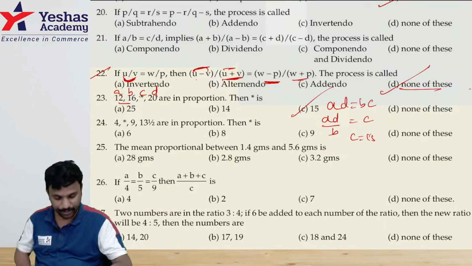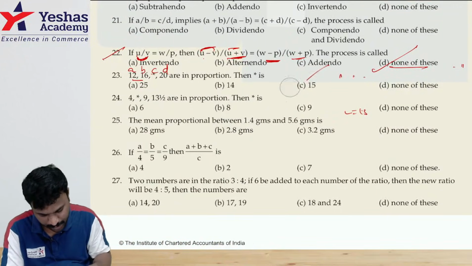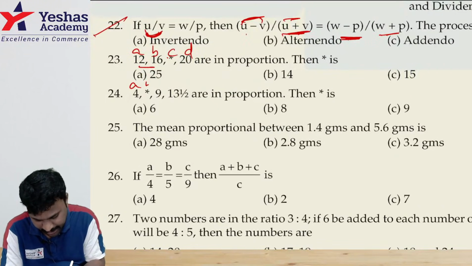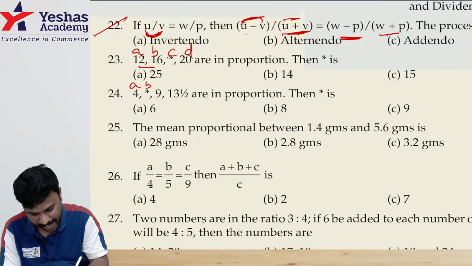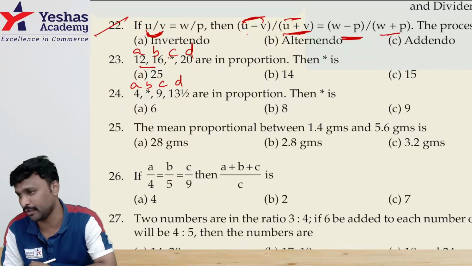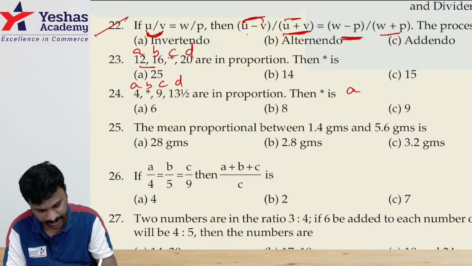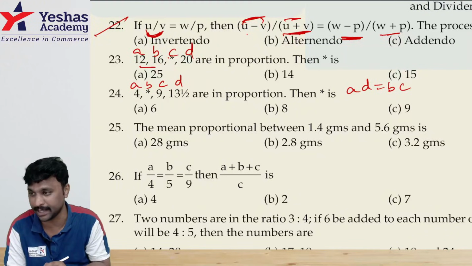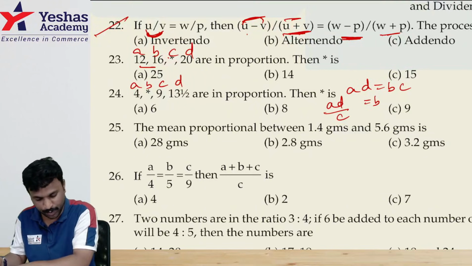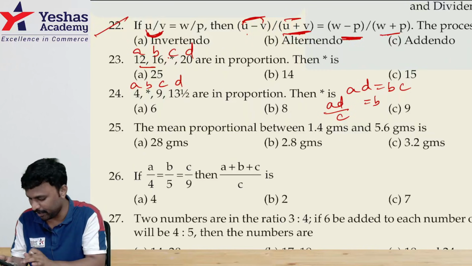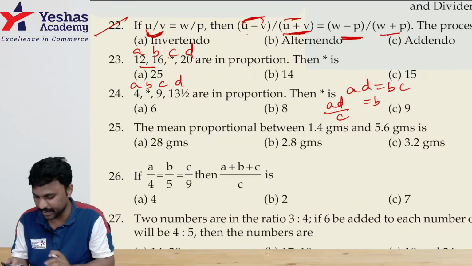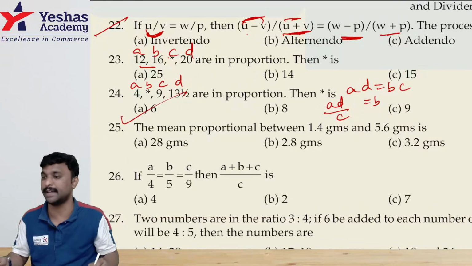Is it clear, everybody? Guys, moving on to the next question. You're asked to find what is 4 and the question mark. Let's say this is A and the number in the place of the asterisk is B, and this is C and this is D. Guys, 13 and a half is 13.5, isn't it? You're asked to find the value of B. For this, A into D is equal to B into C. The unknown is B, so it is A into D by C. Just compute. A is 4, D is 13.5. 4 into 13.5 divided by C value 9, and the result is 6. The value of B is 6.